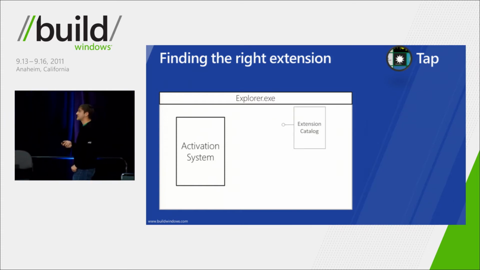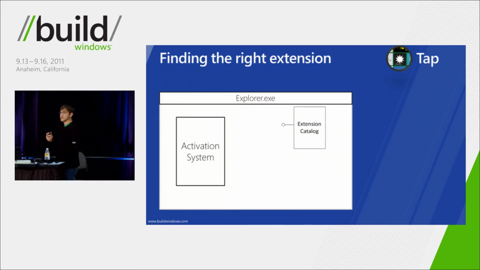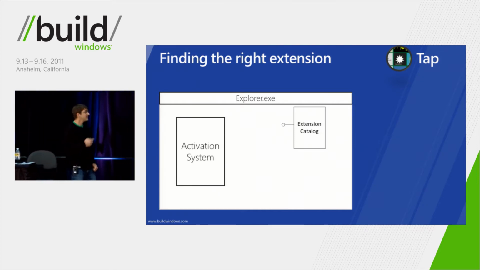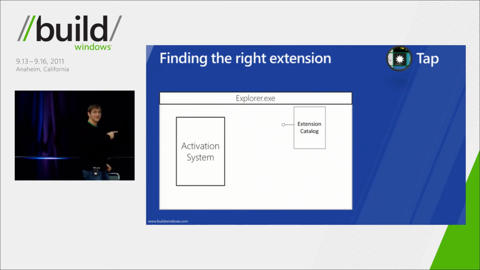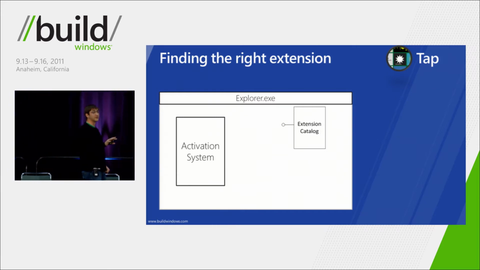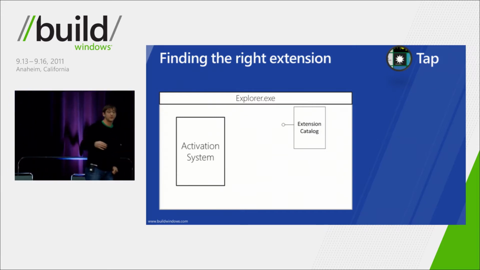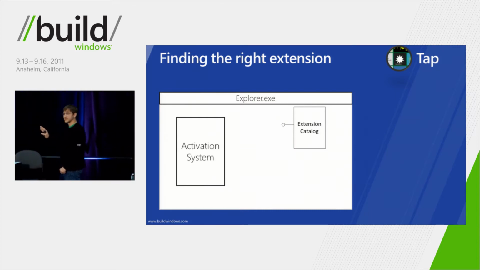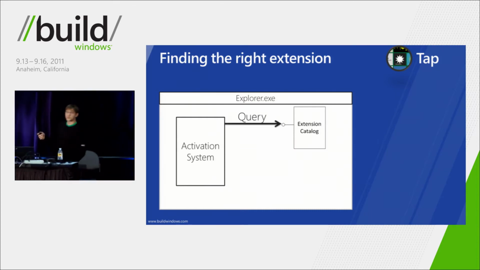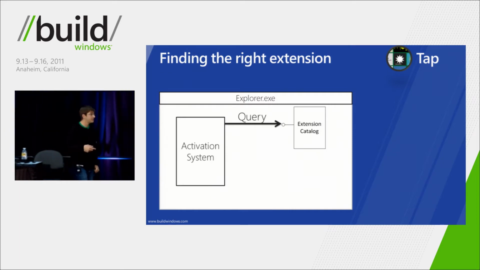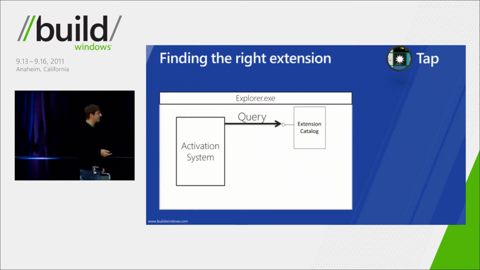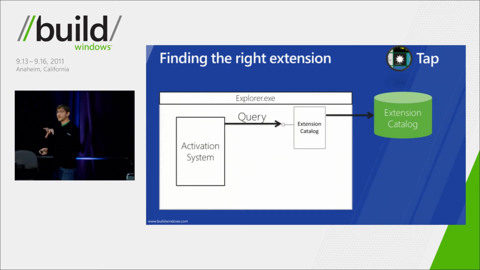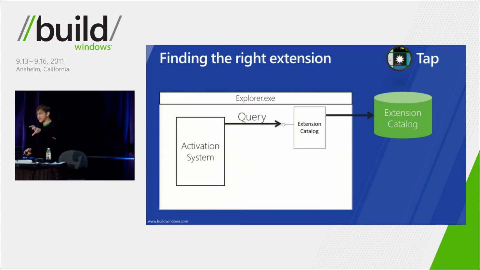What that activation system does is it creates an object that represents our extension catalog. So it creates an extension catalog object. This is a Windows Runtime object that right now only the OS uses, but we use the Windows Runtime internally as well. So this is a Windows Runtime object, that's the extension catalog. Explorer is going to query this thing, right? You saw that it's going to hit the extension catalog, and it's going to find that extension that Explorer is looking for.